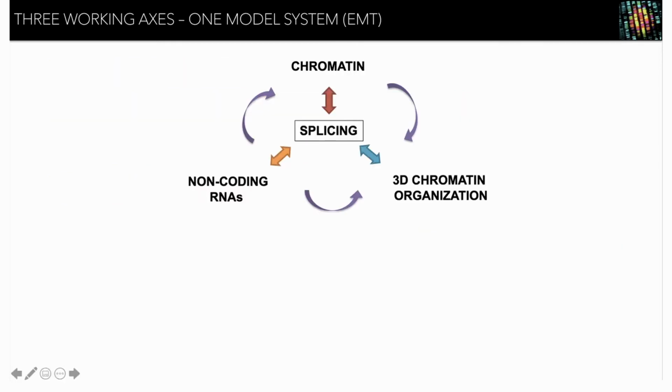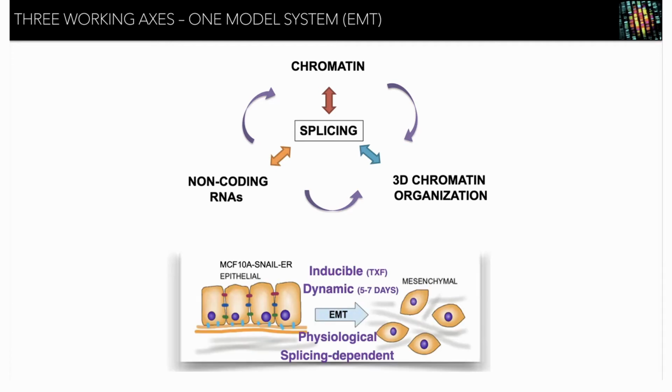And so in order to answer those questions in the lab, we have three main axes: the role of non-coding RNAs in splicing, 3D chromatin organization in splicing, and chromatin histone modifications in splicing. And all of us use the same cellular model system to answer those questions. And this is the epithelial-to-mesenchymal transition.